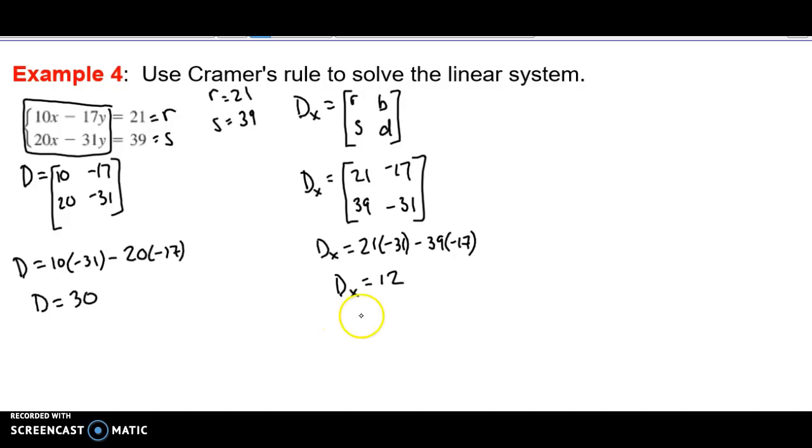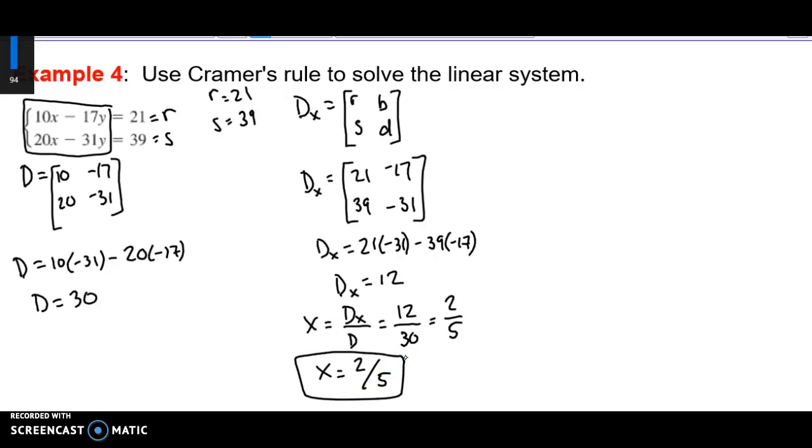So when looking at this, I need to find out what exactly the x value is. Remember, in order to find x, you do the determinant of x over the determinant, which in our case is 12 over 30, which reduces down to 2 over 5. So x equals 2/5.